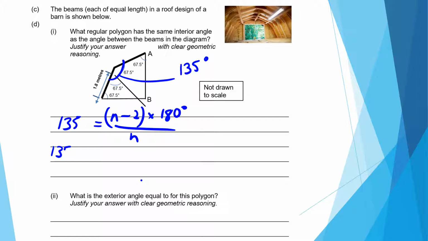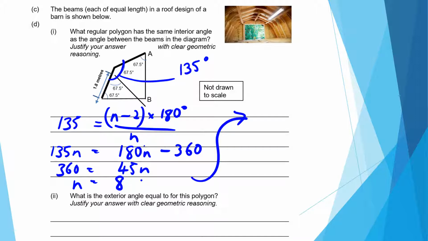Multiply both sides by n, and at the same time let's expand those brackets. Okay, so 360 equals 45n. So n, the number of sides, must equal 8. So it is an octagon, as n equals 8. So there we go, that was an achieved, I believe.